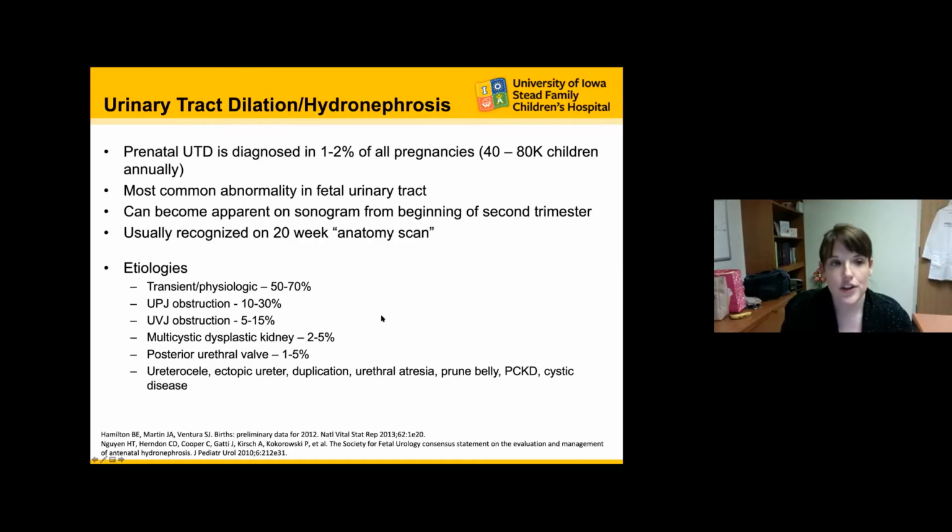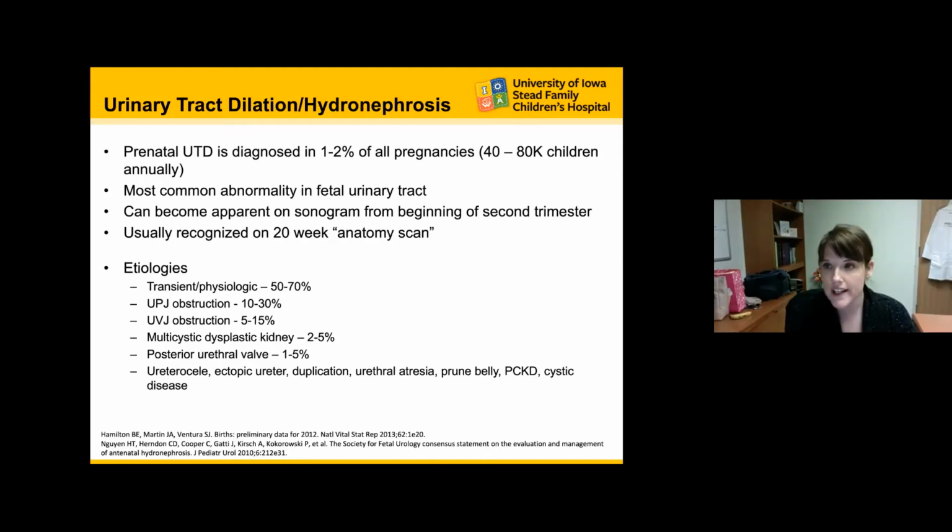So prenatal urinary tract dilation or hydronephrosis is diagnosed in 1 to 2% of all pregnancies, which is a lot of kids every year. It's the most common abnormality in the fetal urinary tract, and so we can get a lot of prenatal referrals for this. It can become apparent on the sonogram from the beginning of the 2nd trimester. It usually is recognized in new moms on a 20-week anatomy scan, and depending on the severity of that hydronephrosis, it's decided how closely to follow that prenatally and postnatally as well.